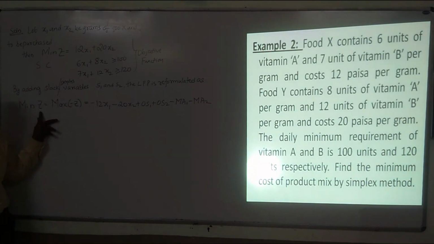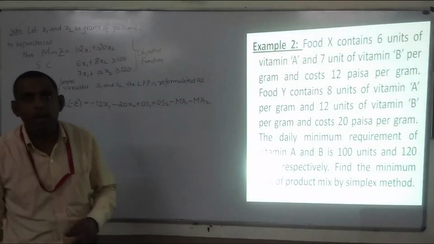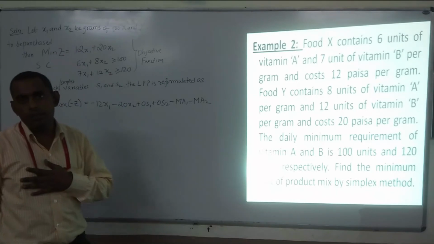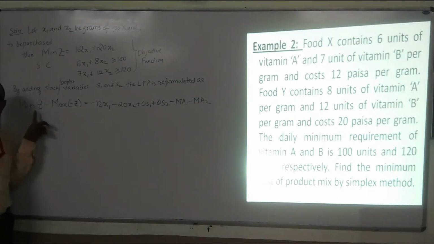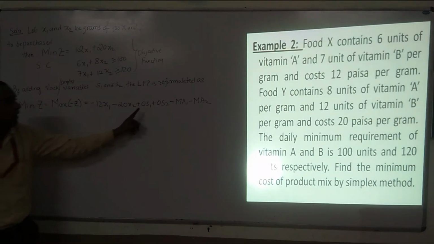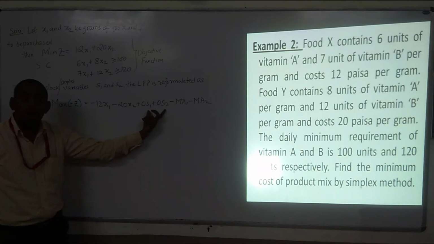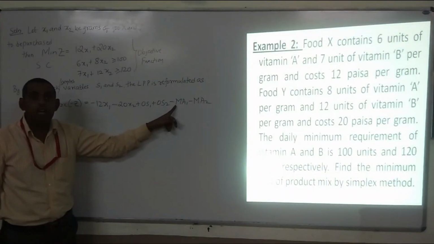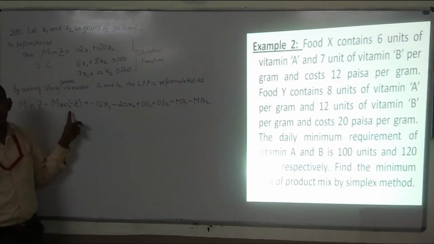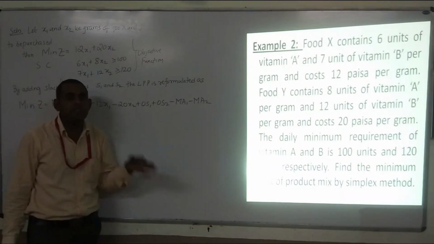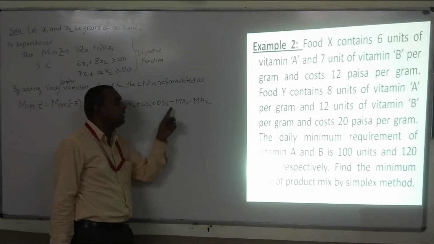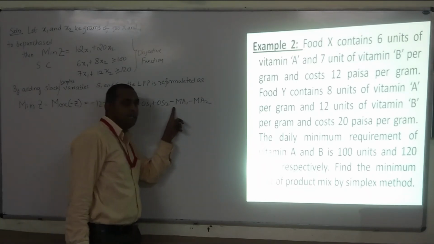What is the first step in the simplex method? If the objective function is minimization, then convert it into maximization. So we have converted this minimization to maximization. That's why it is minus 12 x1 minus 20 x2, 0 s1, 0 s2. These are the slack variables. Then we introduce a big penalty, minus M a1. Why minus? Because it is maximization. If it is maximization, we introduce minus M. If it is minimization, we introduce plus M.